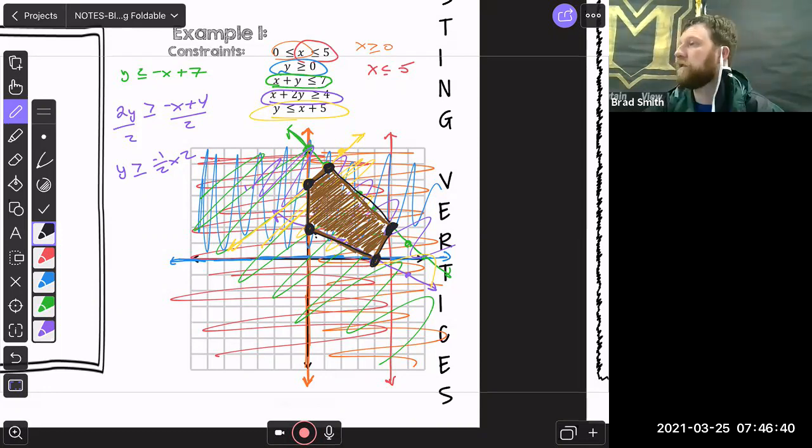All right. Questions so far? I know I'm overloading, but it's good because you can use these on your testing quiz. All right, the testing vertices page.